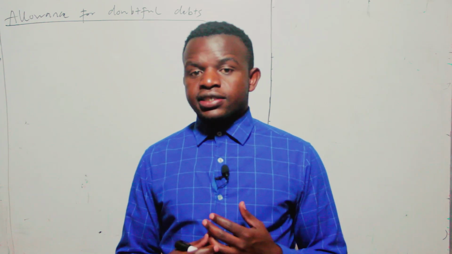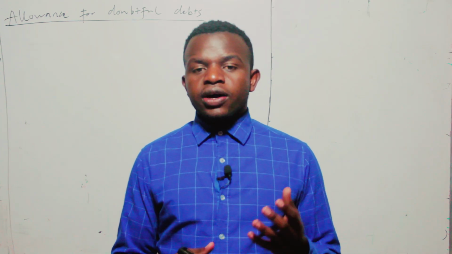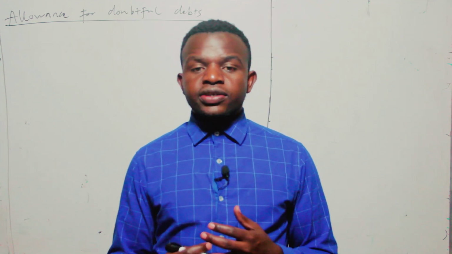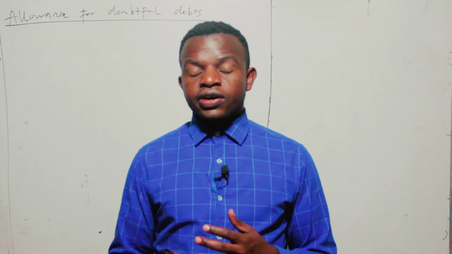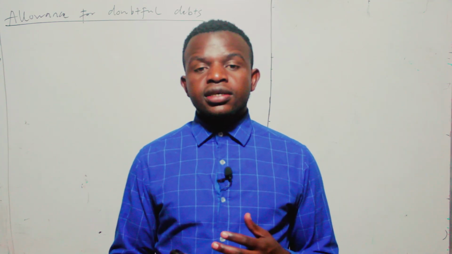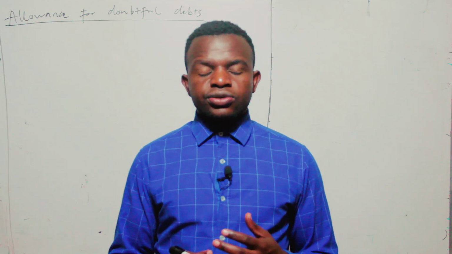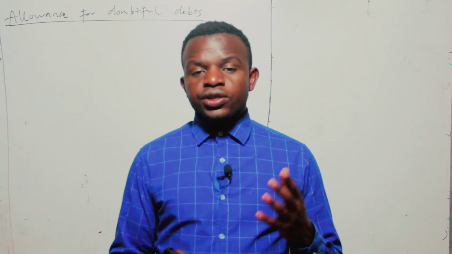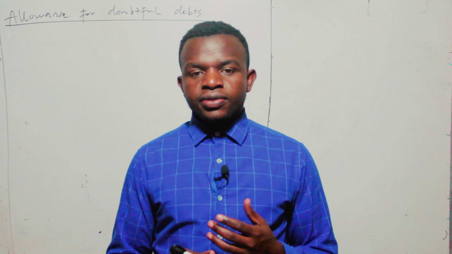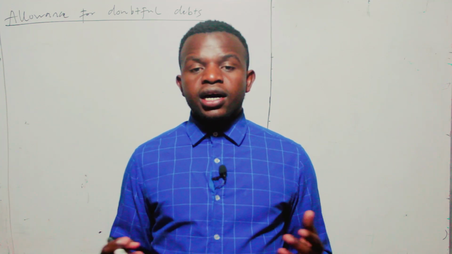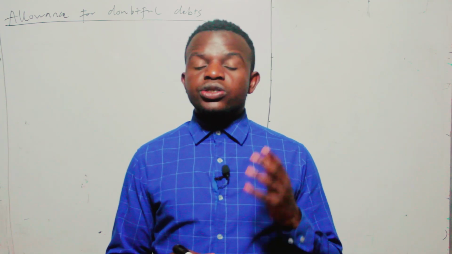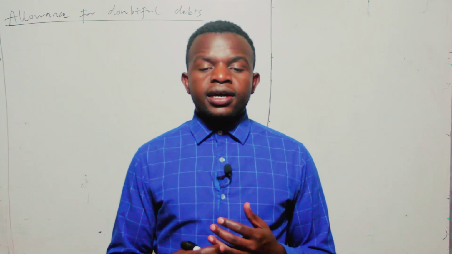Let us look at another instance. If there's an increase in allowance for doubtful debts, what do we do? We debit the profit and loss account, then we credit the allowance for doubtful debts account. Let us look at another instance. If there is a reduction in allowance for doubtful debts, what do we do? We just do the opposite of when we have an increase in allowance for doubtful debts. So in this case, we are going to debit the allowance for doubtful debts account, and we are going to credit the profit and loss account.